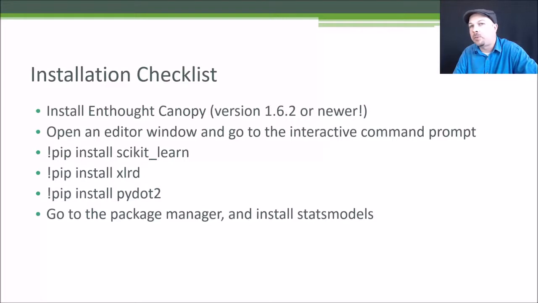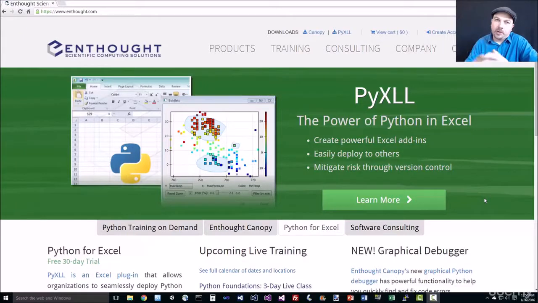And then finally, from within Enthought Canopy's package manager, we're going to install stats models. We can't just use pip for that because it involves native compiled stuff, so we actually have to use Enthought's built-in package manager for that one. So let me walk you through it and show you what needs to be done. Let me walk you through getting everything installed. There's not a whole lot to go through here.